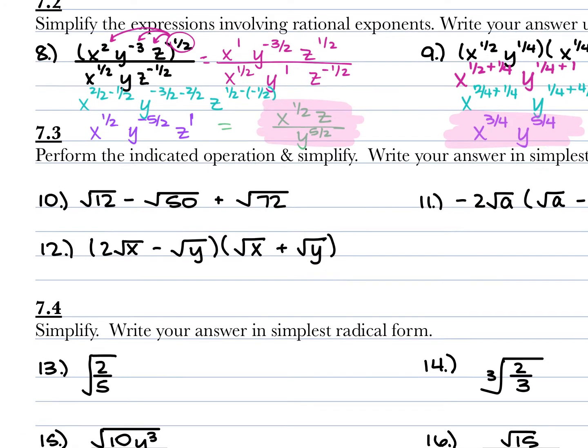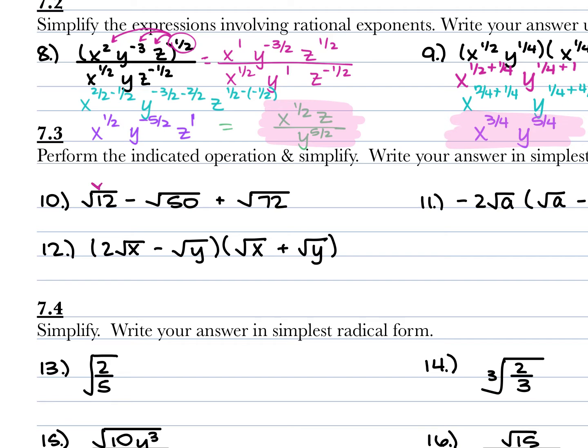So that's square root of 12. 12 is 4 and 3. 4 is 2 and 2. Your two 2's group up, so that's going to give you 2 square root 3. That's square root of 50. You have 5 and 10. 10 is 5 and 2. Those two 5's pair up. That's going to give you 5 square root 2.